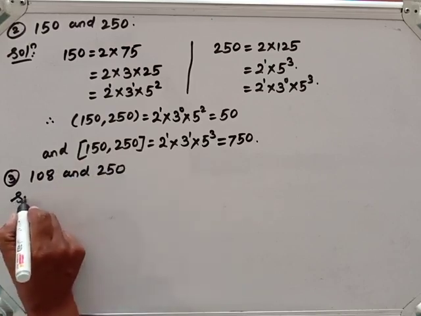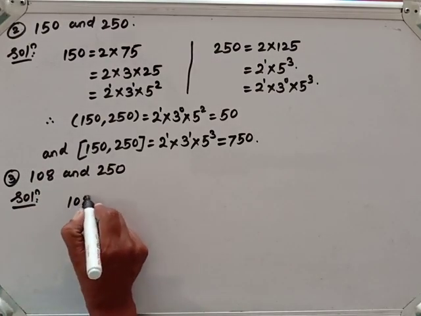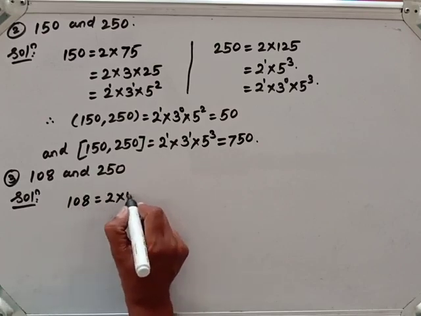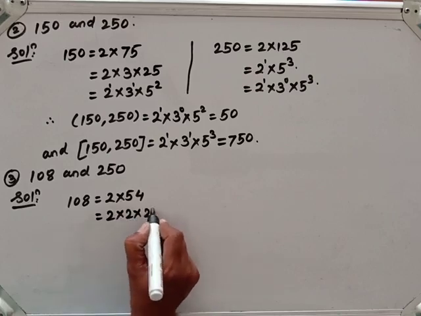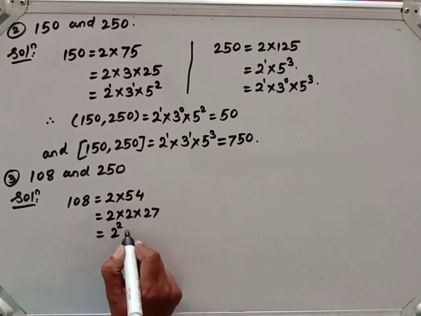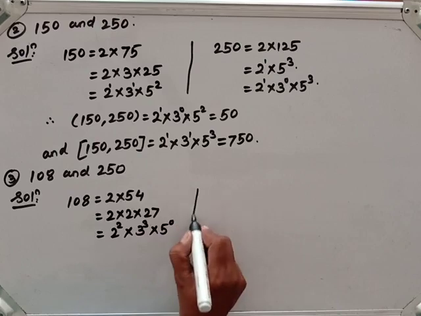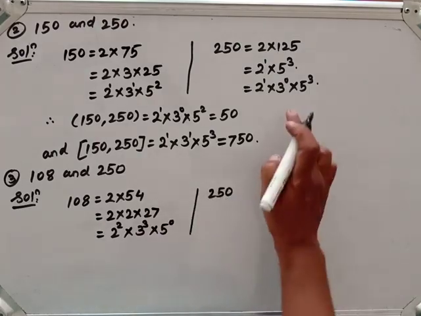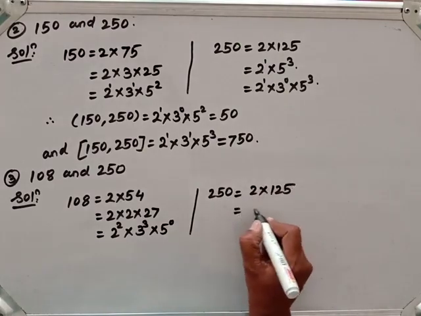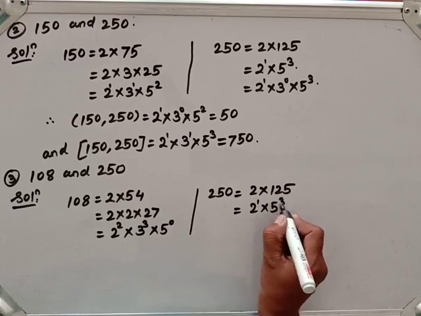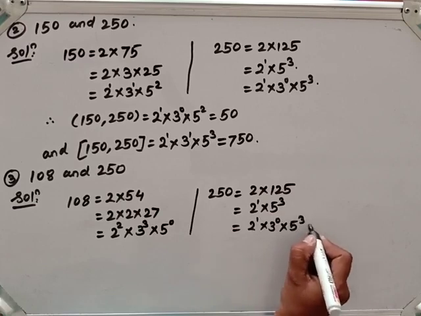250. So solution, let us take this one again. Suppose 108. What about 108? We can write it is 2 into 54. So it will be 2 into 2 into 27. So that will be 2 square into 3 cube. Now 5 is not there, so let me write 5 raised to 0. Again 250. Now we have already solved for 250. So it will be 2 into 125. That is 2 raised to 1 into 5 cube. And that is same as 2 raised to 1 into 3 raised to 0 into 5 cube.